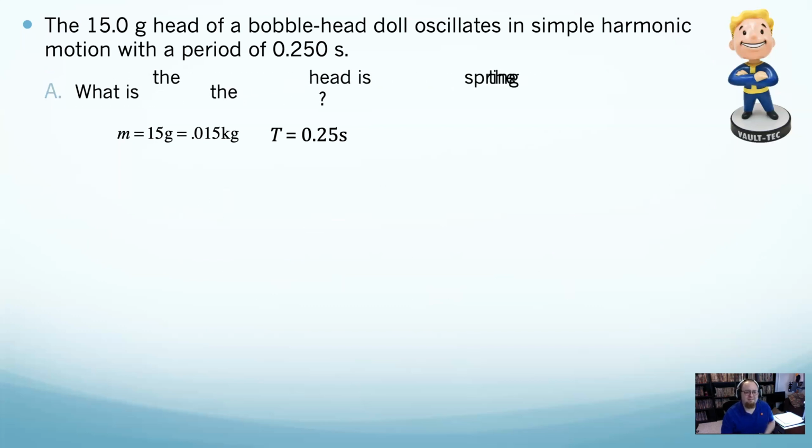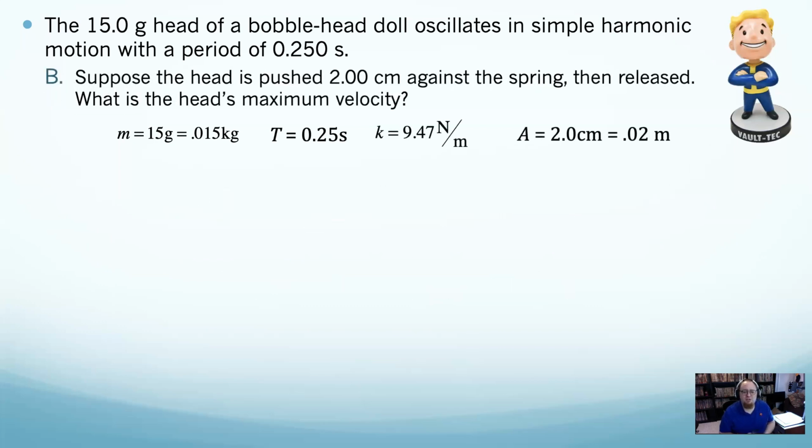Part B. The head is pushed 2 centimeters and released. What's the head's maximum velocity? Pushed 2 centimeters means its amplitude is 2 centimeters, or 0.02 meters. You want to find the max velocity? I can find the max velocity a bunch of ways, but I earlier said that v max is omega A.